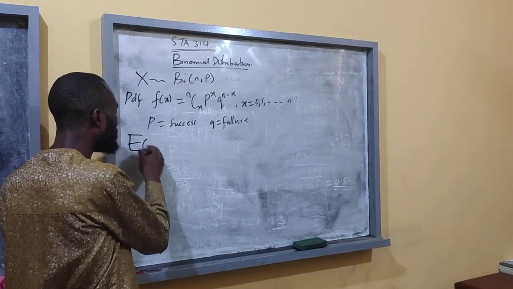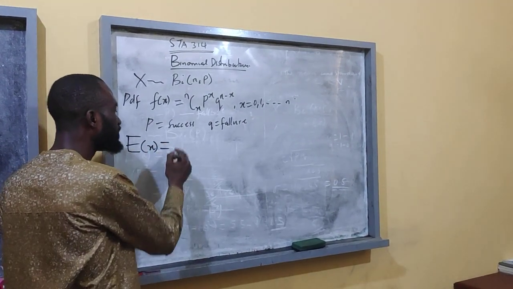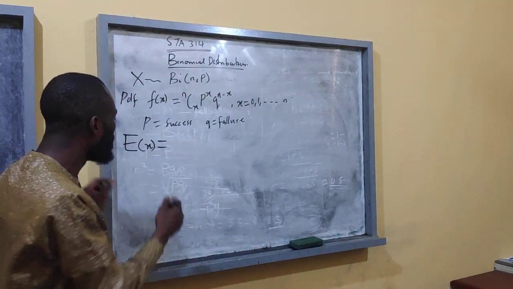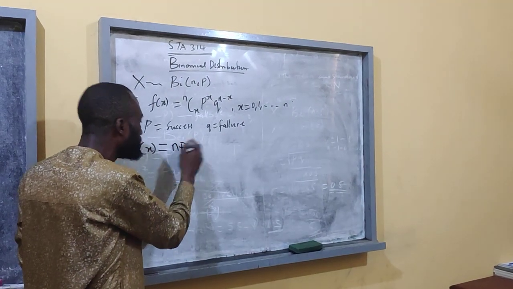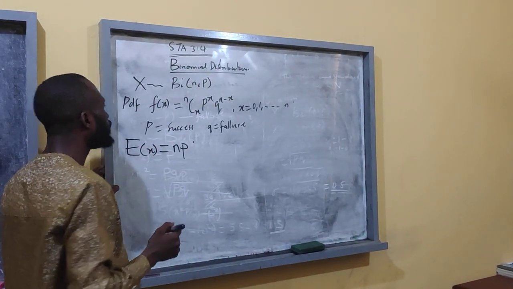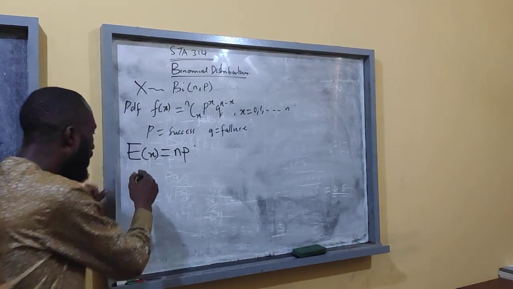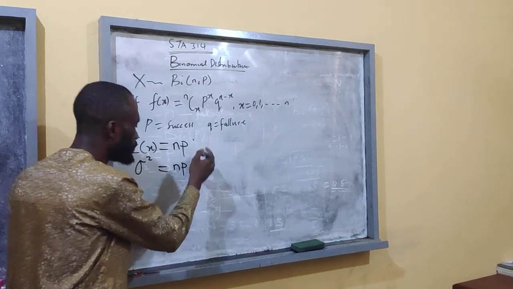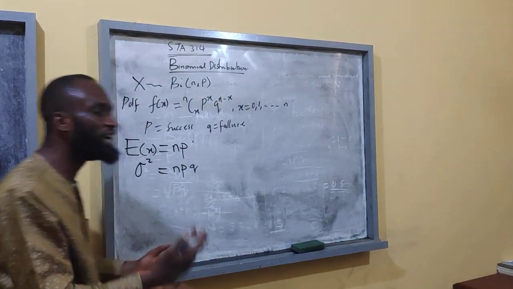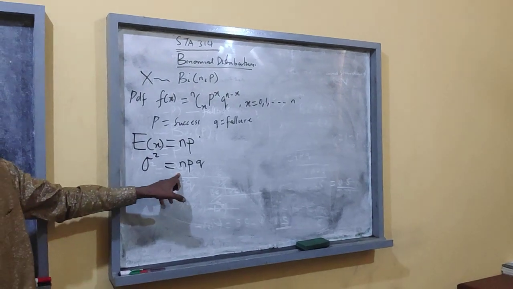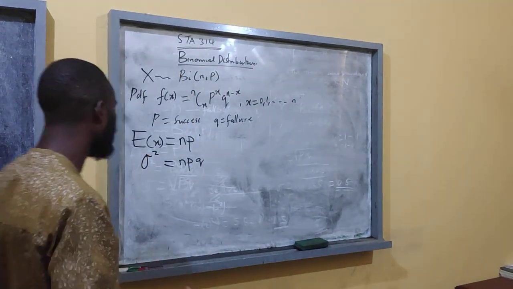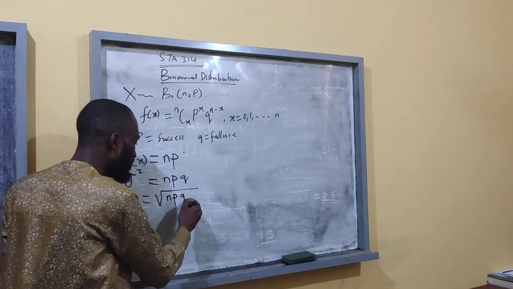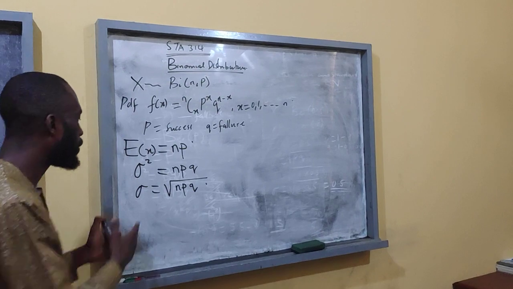The expectation, which is the mean, is defined as, if you compare with Bernoulli, you see that here we have np. It means the expectation will just be np. That is the expectation of the binomial distribution. While the variance of the binomial distribution is going to be npq. Just like Bernoulli, but this will require the number of trials. That is why we are multiplying with n. Then the standard deviation of it will just be the square root of what? npq. Those are our interests.